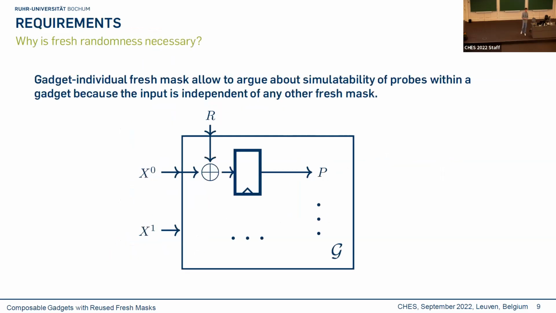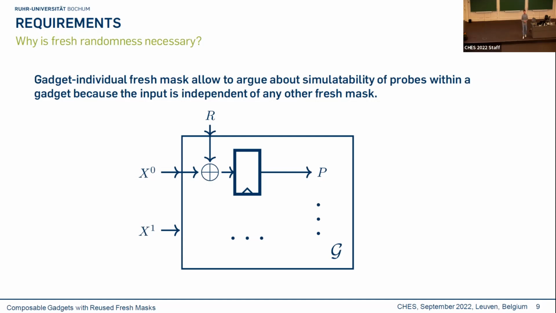Now, to construct these gadgets, we asked ourselves, why is this fresh individual randomness necessary in the gadgets? The intuition behind that is that we want to argue about probe dependencies between the probe and the input, independent of the surrounding circuit, so in an isolated way. Let's consider this very simple example gadget where simply the first input share is blinded by R and stored in a register. If R is completely independent of the surrounding circuit and freshly drawn, a probe placed on this value will not give us any information about the input. So we can argue in an isolated way on what input values the probe P depends.